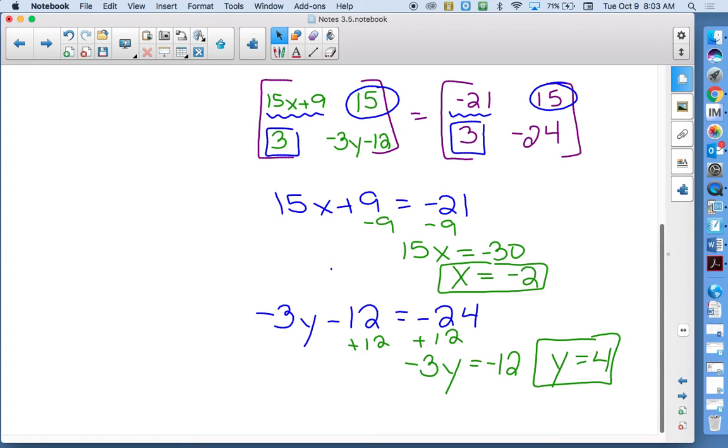So matrices need to be equal to each other. Each piece in one matrix should equal the other if there's an equal sign in the problem. They should be equivalent. So I believe there are 3 other problems at the bottom of your page.